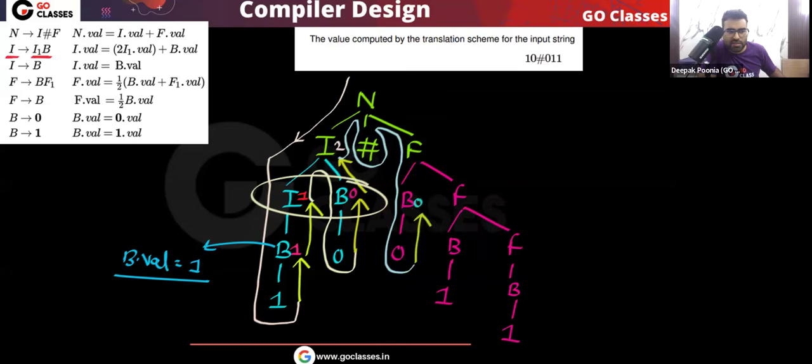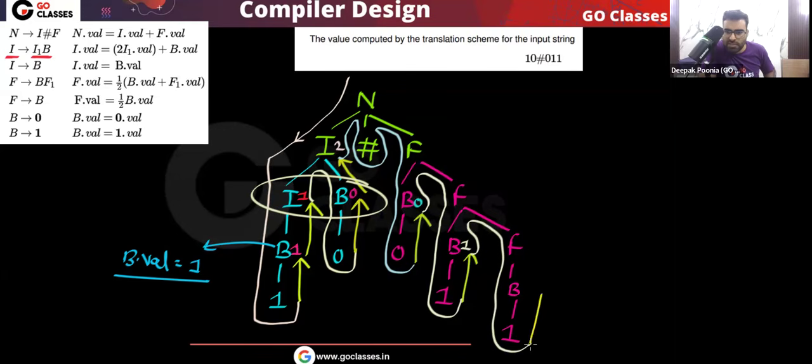Next, just keep going until you find the next reduction. We got our next reduction. That is, this 1 is reducing to b. So b dot value will become 1 dot value, so b dot value will become 1. Keep going until you find the next reduction. We got our next reduction. That is, 1 is reducing to b. Immediately after this reduction, we will perform the corresponding semantic action. So b dot value will become 1 dot value. 1 dot value is 1, so b dot value will become 1.